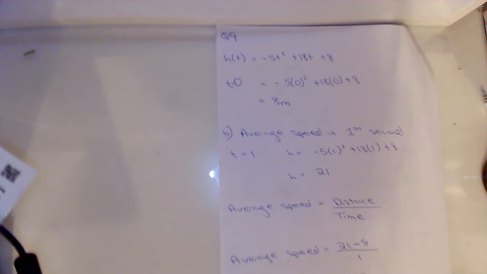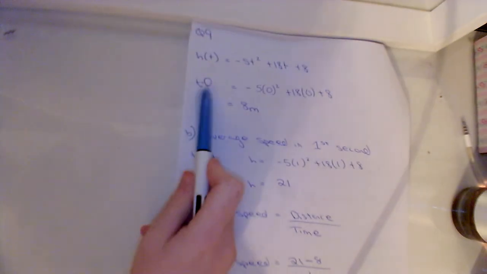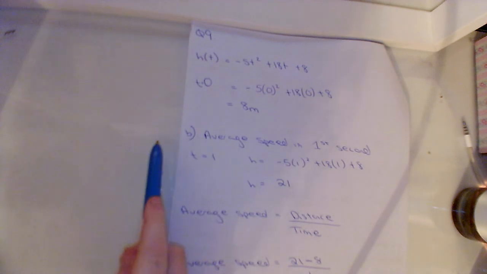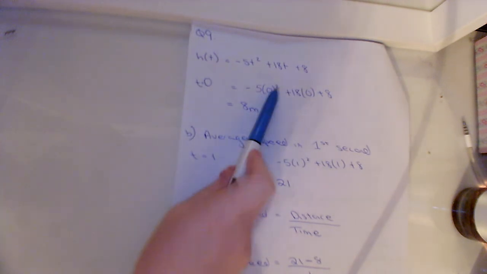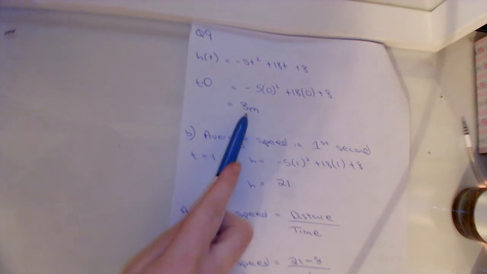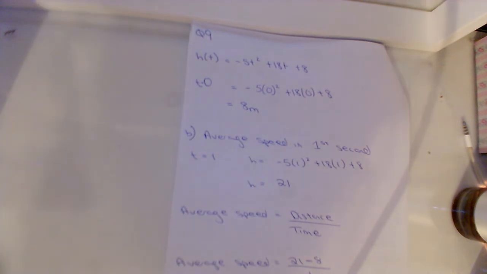So I'm told, from what height is the ball thrown? Okay, right, so no time has passed and we'll be able to find the height. So the ball hasn't been thrown yet, so no time has passed, and I'm going to say t is equal to 0 here. So then I sub in, I have minus 5 bracket t, which is 0, to be squared, plus 18 bracket 0 plus 8, and I get 8 meters. So the height that the ball is thrown at is 8 meters.